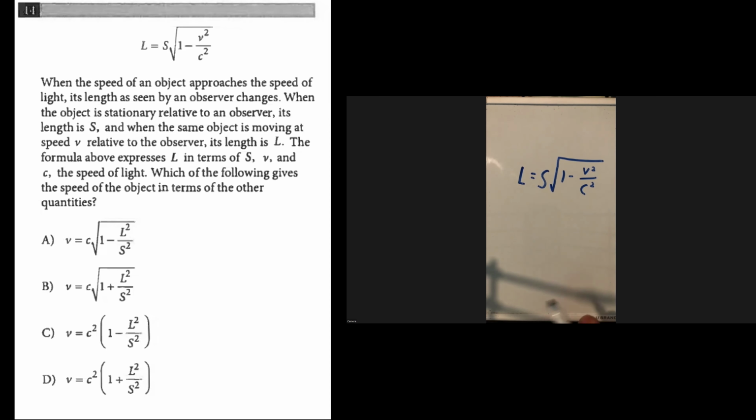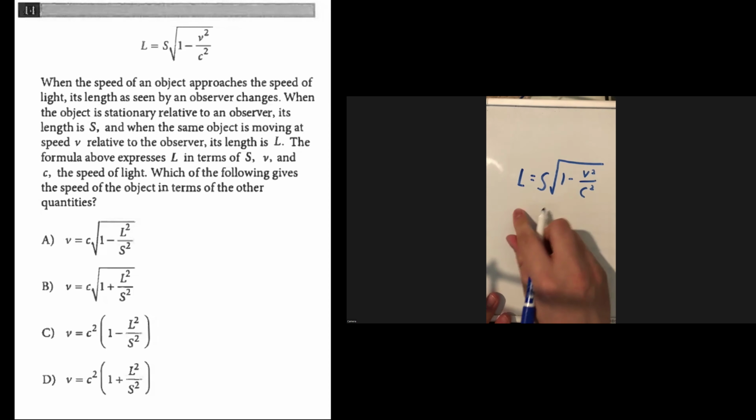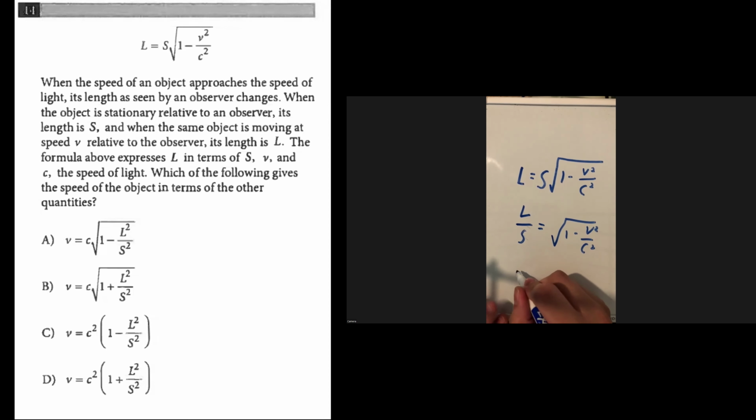Okay, so for question 14, all we have to do is simplify to find it in terms of V. So we just divide L divided by S, because you divide both sides by S, equals square root of 1 minus V squared over C squared. And to get rid of the square root, you square both sides. So when you square the left side, you're left with L squared over S squared equals 1 minus V squared over C squared. Subtract 1 from both sides.